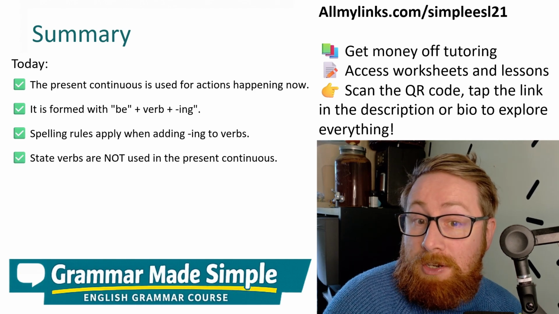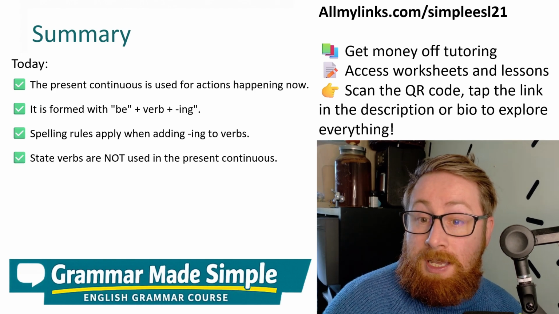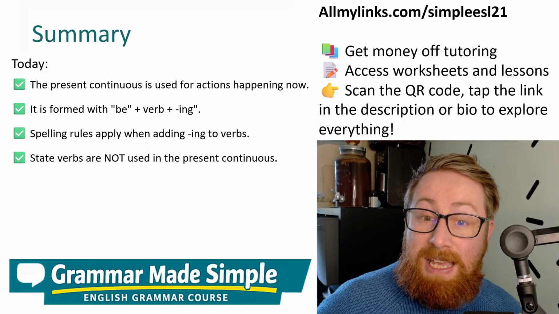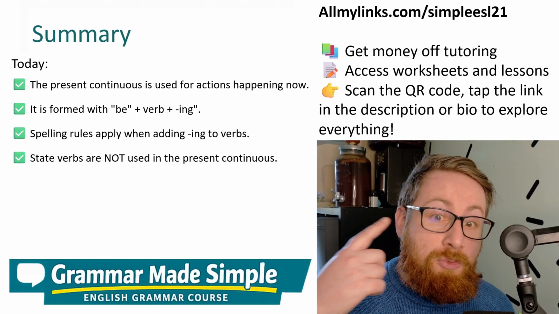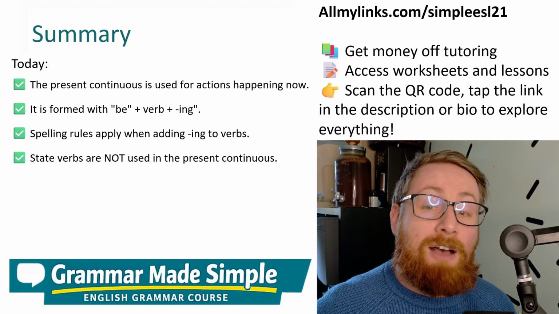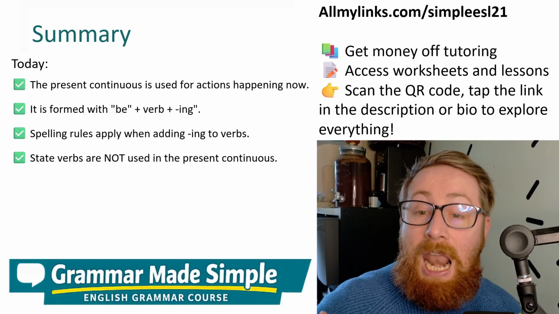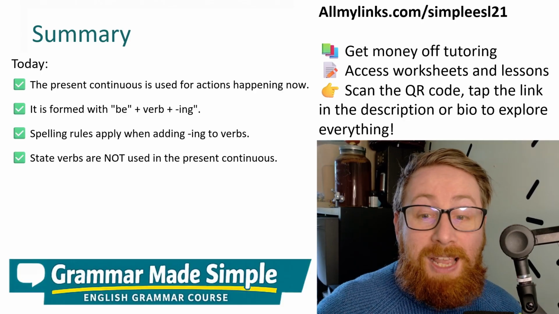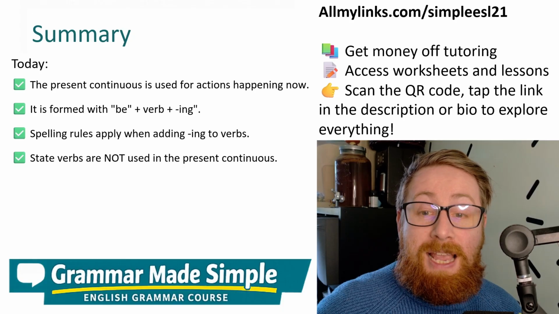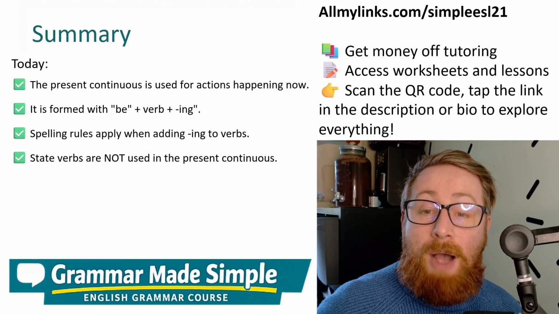And state verbs are not used in the present continuous. Some verbs describe states, not actions, like to know, to like, to love. You would say, I like pizza, not I'm liking pizza. You would say, I own a car, not I'm owning a car.